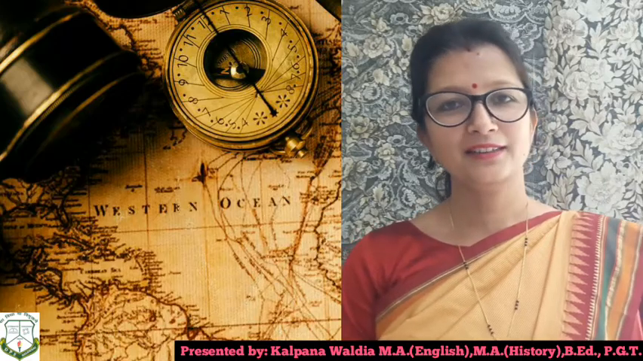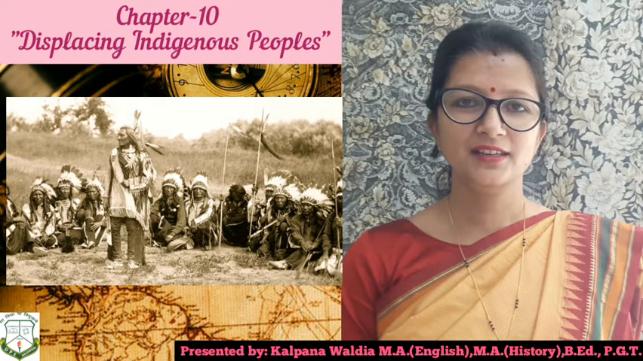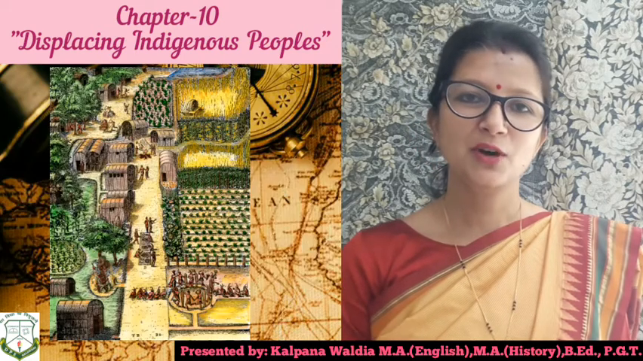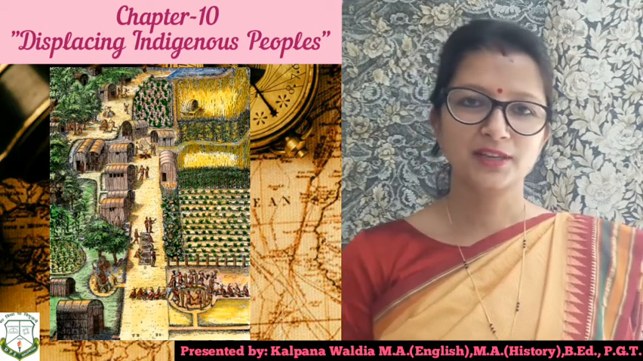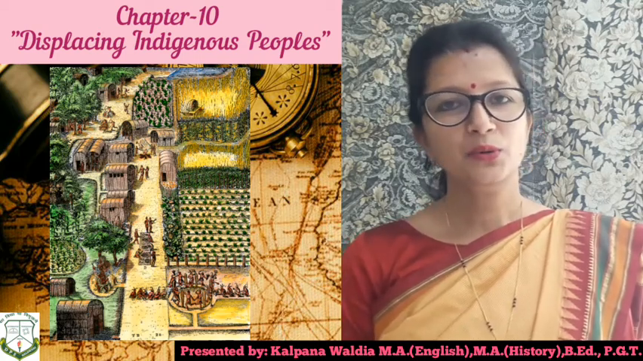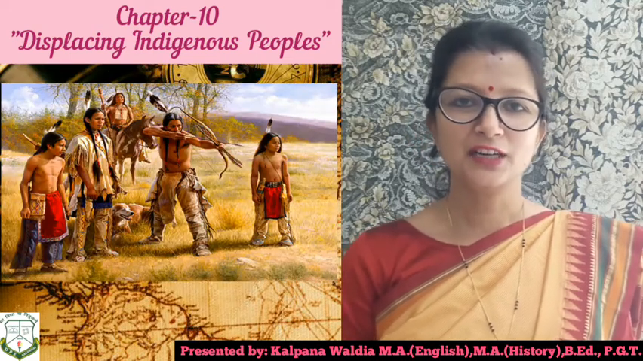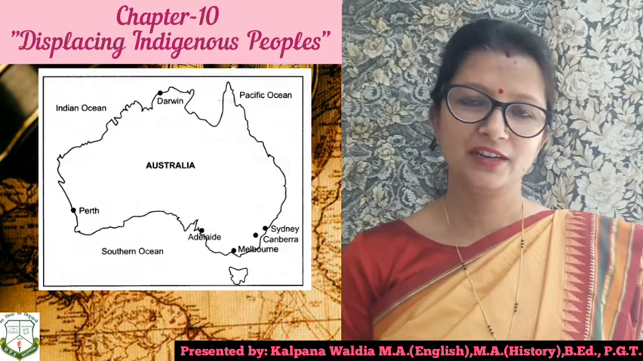Dear children, welcome back. Let's begin the second module of chapter 10 in history, that is Displacing Indigenous People. Children, in the previous module we discussed the meaning of indigenous. Indigenous means the native people. Here, who are these native people? These native people we are going to understand from two countries. These are America and Australia.